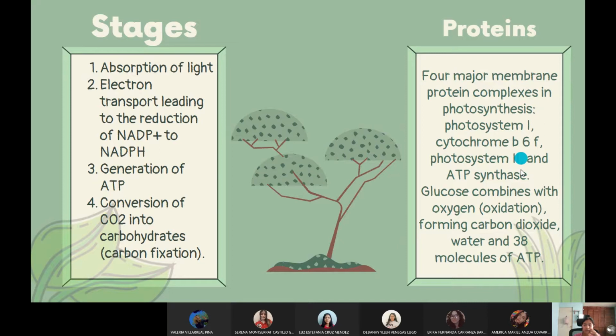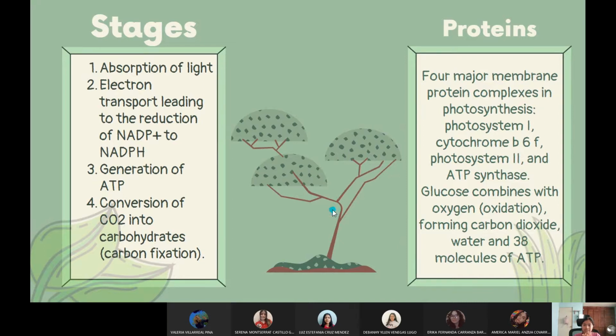Talking about the proteins, the 4 major membrane protein complexes in photosynthesis are photosystem 1, the cytochrome b6f, photosystem 2, and the ATP synthase. Glucose combines with oxygen, which is called oxidation, forming carbon dioxide, water, and 38 molecules of ATP.